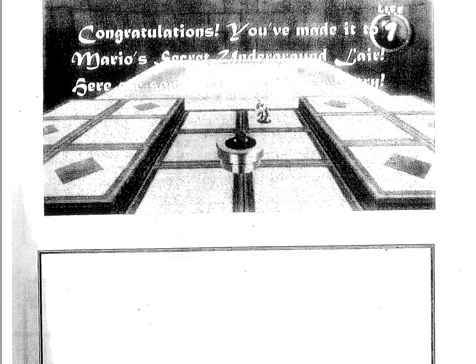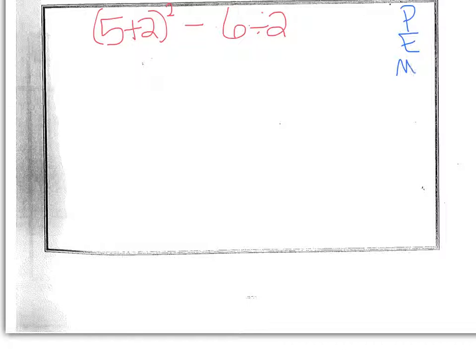Okay, so let's write our first example right here. Let's say that we have the problem 5 plus 2 in parentheses to the second power minus 6 divided by 2. Now, if you're having trouble remembering what to do, go ahead and write the order of operations on the side, and then we can check them off as we go. So we're going to start with our P, which is parentheses.